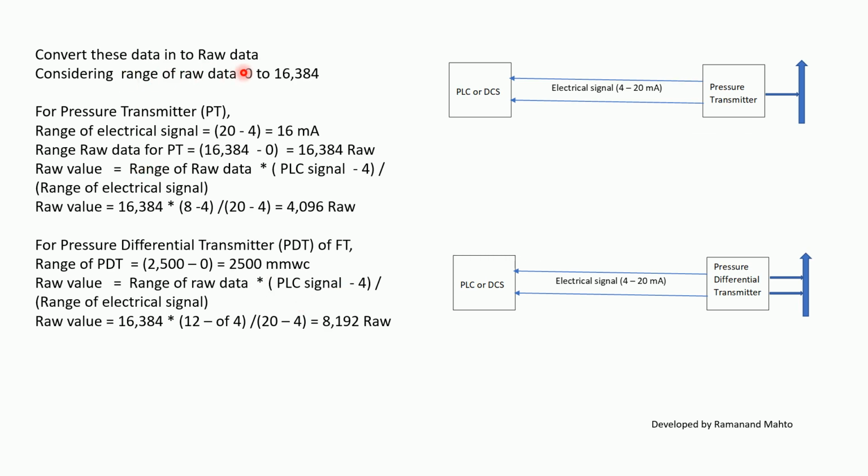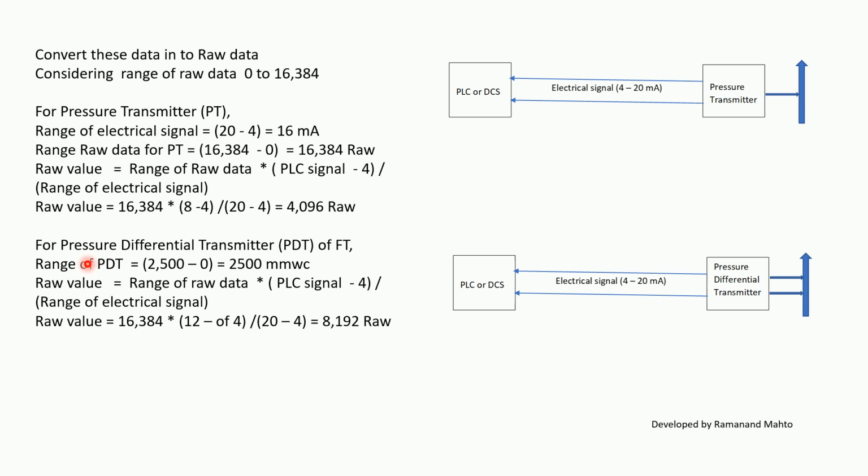Now converting these data into raw data, considering the range of raw data is 0 to 16384. For the pressure transmitter, the range of electrical signal is again 20 minus 4, which is 16 milliamperes. The range of raw is 16384 minus 0, which is 16384. Raw value is equal to range of raw into PLC signal minus 4 upon range of electrical signal. That means raw value will be 16384 into 8 minus 4, because 8 is the signal the PLC has received, upon 20 minus 4, which comes to 4096.